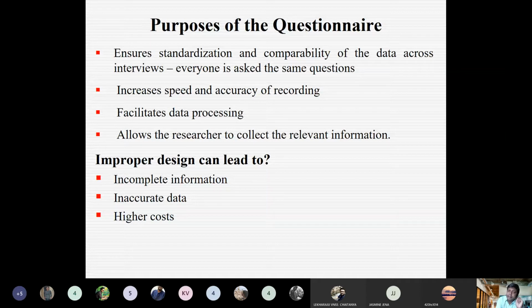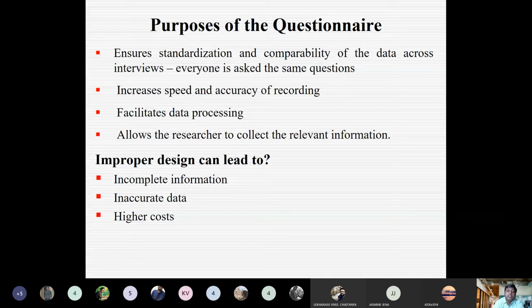It will help ensure standardization and compatibility of the data across the interview. Everyone is asked the same question. Because if you prepare the questionnaire and ask the similar questionnaire to everybody, then the standardization will be maintained and compatibility of the data will be maintained across the interview. It is not that I prepare one questionnaire for the similar stakeholder and a different questionnaire for another, because if I prepare a different kind of questionnaire, then the moment I enter the data, start analysis, start tabulation, it will be very difficult on my part.